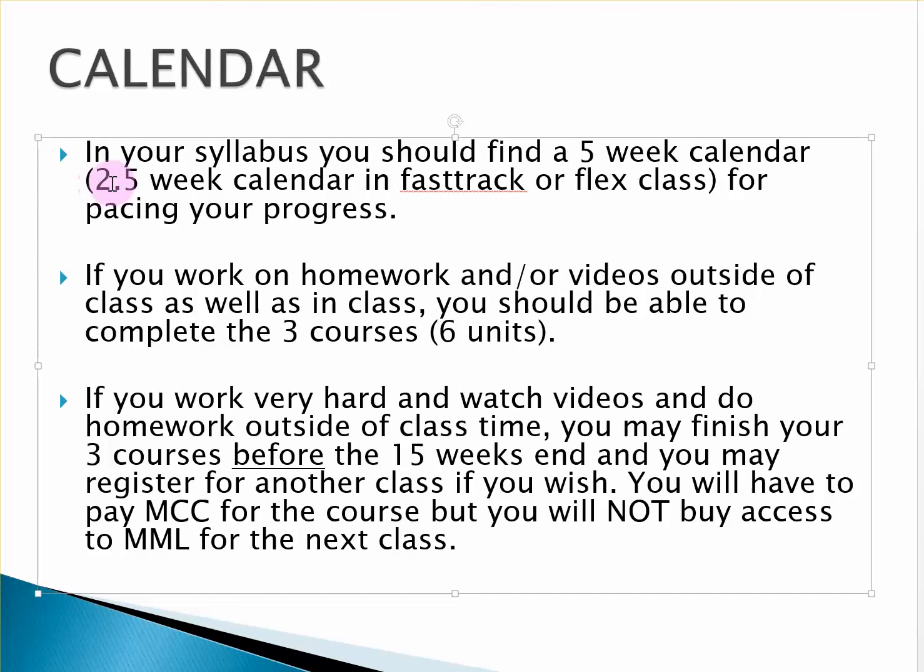If you work on homework and or videos outside of class as well as in class, you should be able to complete your 3 courses. That's 6 units. If you work very hard and watch videos and do homework outside of class, you may finish your 3 courses before the end of either 15 or 8 weeks, and you may register for another class if you want. But you will have to pay MCC for the course, but you will not have to buy access to the My Math Lab for the next class. All of the classes in the CAI lab use a single access code, whether you're in 124 or 139.